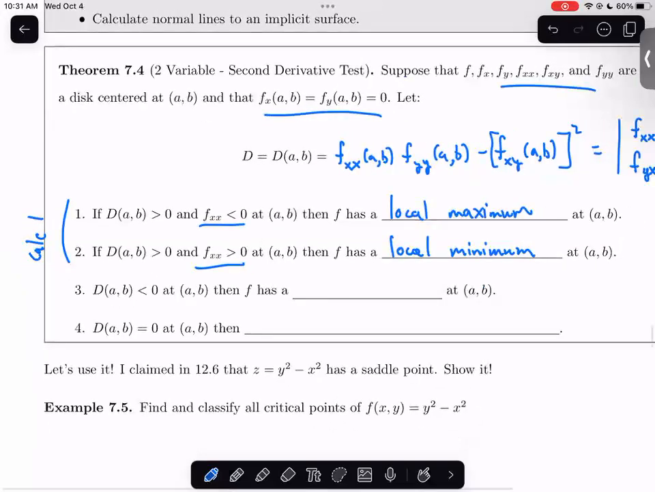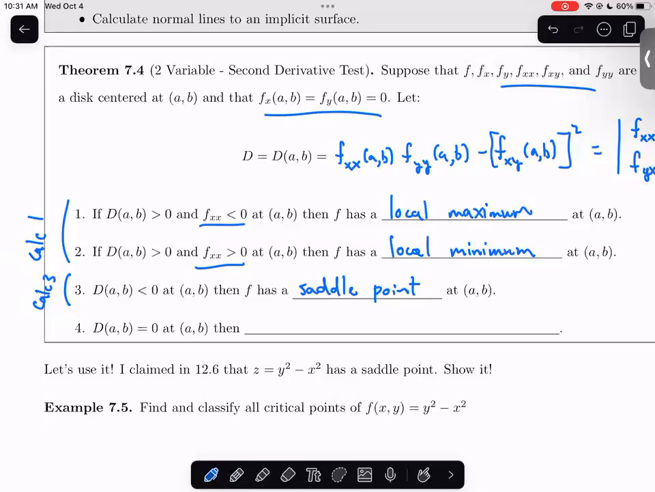If your determinant, your D value, is less than 0, I'd like you to think that we're in Calc 3 world, right? And the new thing from Calculus 3 is saddle points. So we now have something called a saddle point. And notice you don't need any additional tests here. Just once that's less than 0, that's it. You have a saddle point.